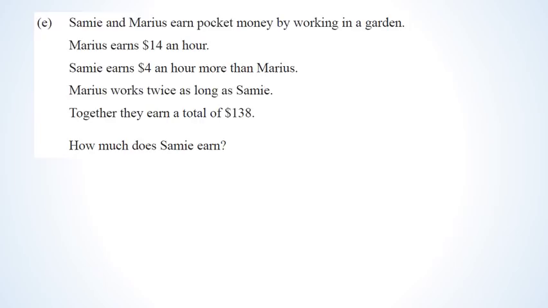So the first thing I'm going to do is put down a little table here for the number of hours Marius works and Sammy works. So if it says Marius works twice as long as Sammy, so if Sammy works 1 hour, then Marius works 2. Sammy works 2 hours, then Marius works 4. And if I keep going, if Sammy works S number of hours, then Marius works 2 times S. So basically, that gives me my first equation here, where it says M equals 2S.